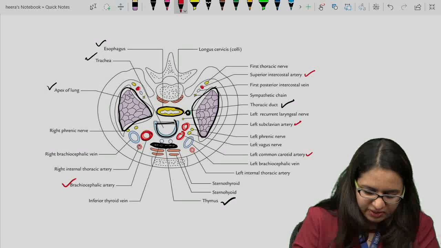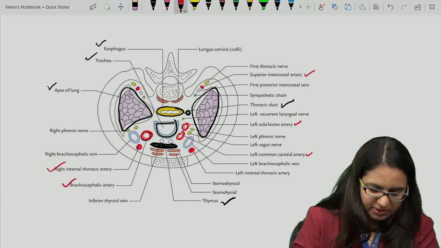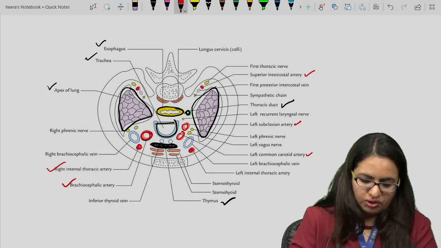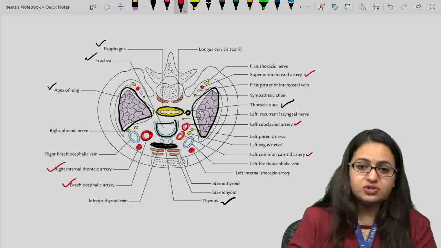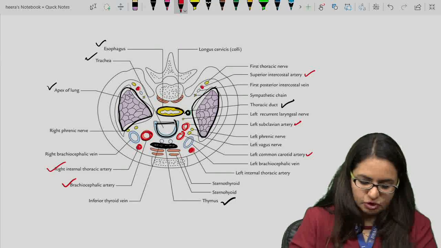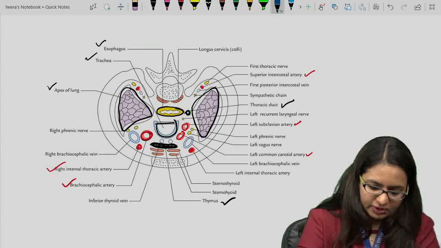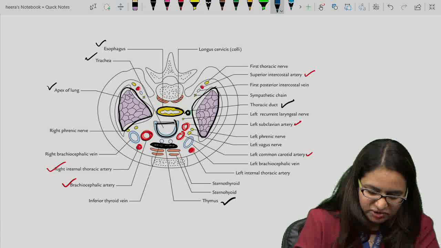Then on the anterior side we have the internal thoracic artery, on the right and the left side. So all these are the arteries which are passing through the superior aperture. If we talk about the veins, we can very well visualize the right and the left brachiocephalic vein.